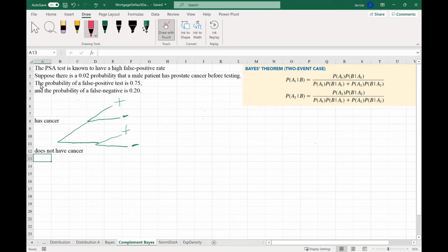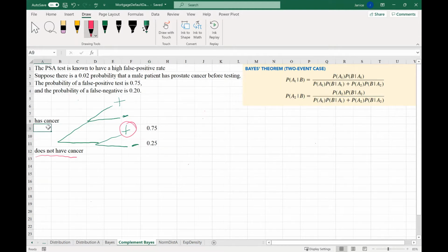The probability of a patient getting a false positive is 0.75. If our patient has cancer and he gets a positive test, it's not a false positive. If our patient who does not have cancer gets a positive test, now we have a false positive. So we know that this value right here is the 0.75. Now again, we can say 1 minus 0.75 gives us a 0.25 that the patient gets a negative reading.